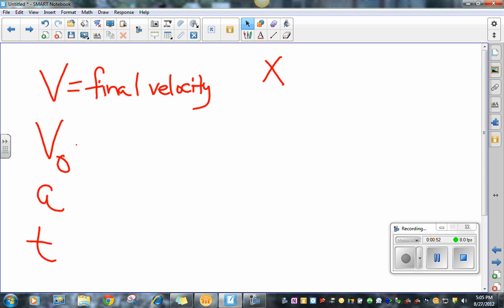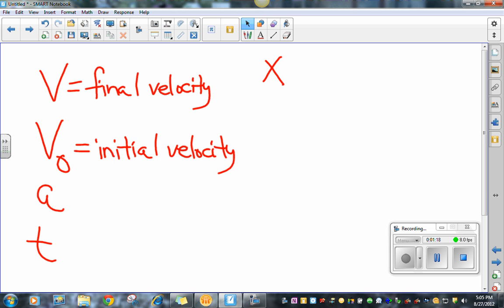V naught is the initial velocity of an object. Okay, what it's starting out with. A lot of times these problems are very tricky because it'll say an object starting at rest. If it's starting at rest, your initial velocity is going to be 0. Makes the problem a lot easier. Sometimes you'll see final velocity is 0. If it comes to a stop, okay, then your final velocity is just 0.